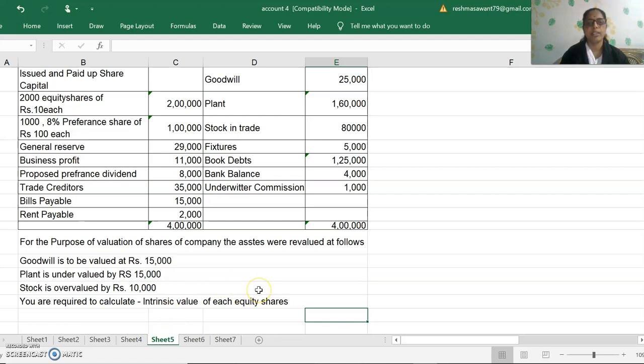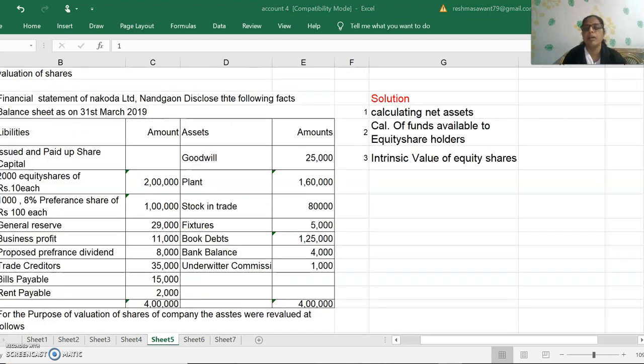So the intrinsic value of each equity share is method number 1 to calculate the valuation of shares. Under this heading, we use 3 steps. Let's see what the three steps are. Okay, now let's start with the solution. Side by side we solve it because it gives an idea of how to record our transactions and how to calculate our three headings. As a requirement of your question, you have to calculate 3 steps.